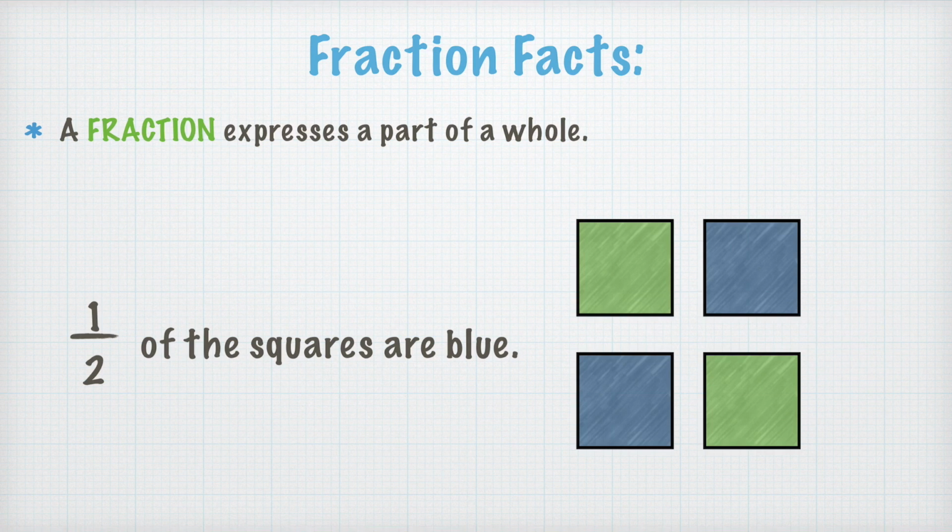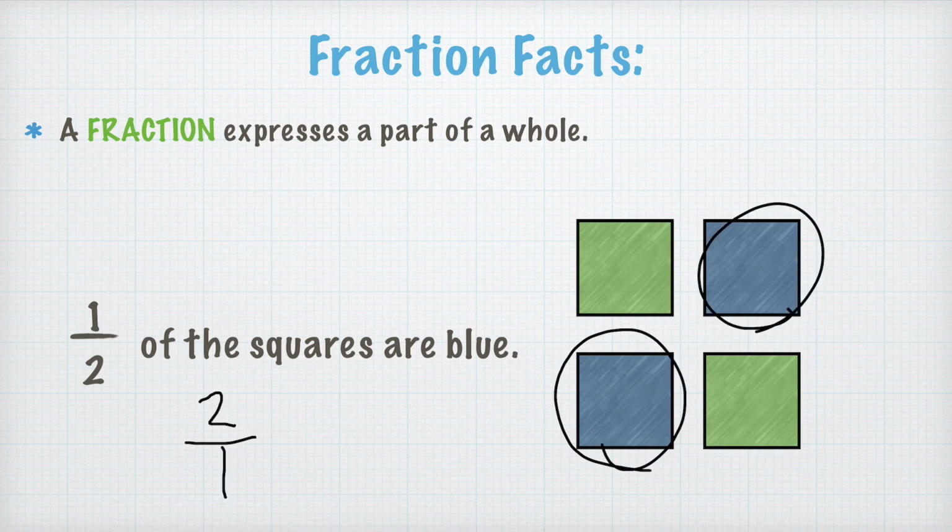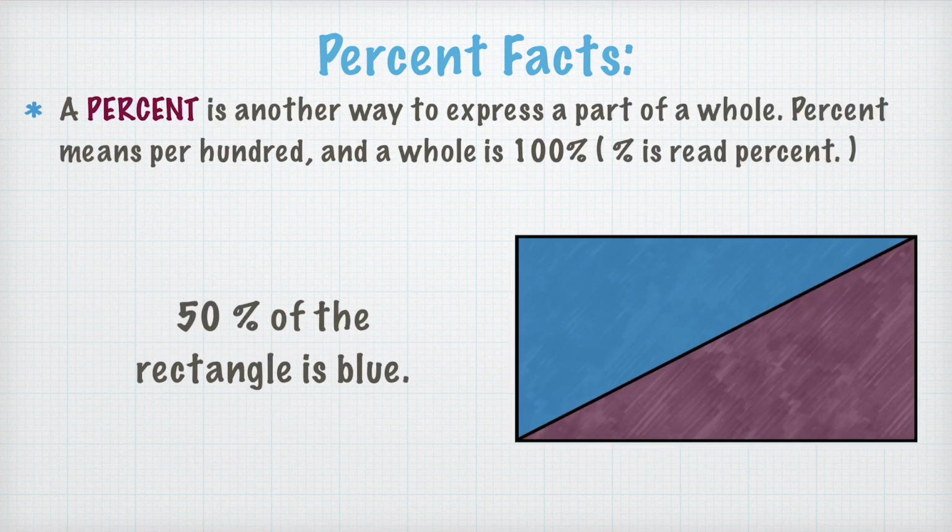A fraction expresses a part of a whole as well. We have 4 squares here, and 1/2 of the squares are blue. We can see 2 out of 4, so we have 2/4, and we can reduce that to 1/2, and that is how we get this answer. So half of the squares are blue.